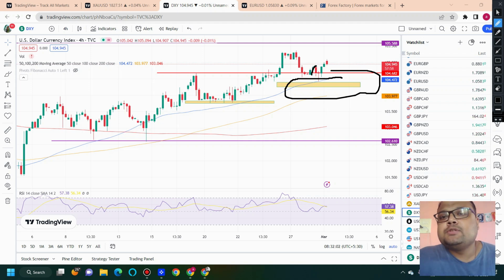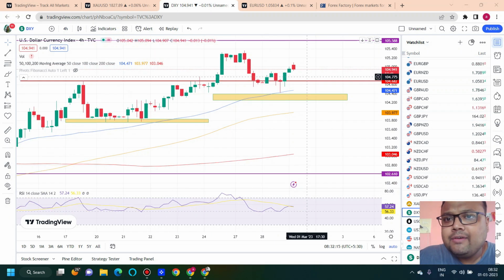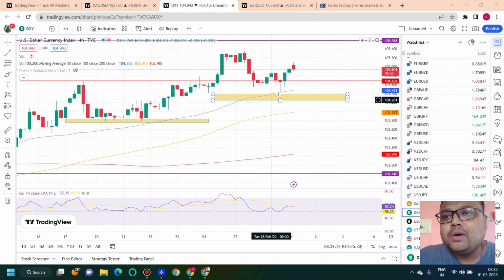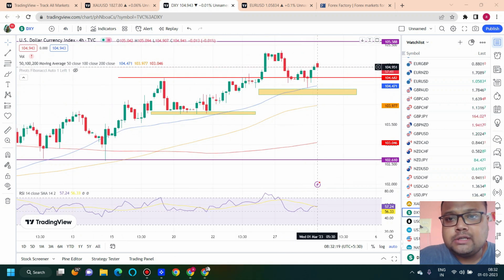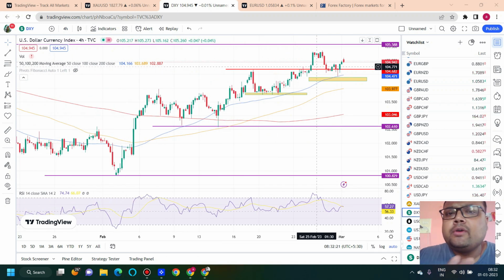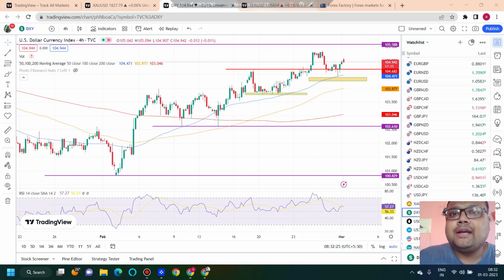And when the small correction came on the chart of DXY, we saw good upside, good recovery on the chart of Euro USD at that particular point of time. And now you can see that DXY is standing at 104.94. This is the current market price. And if we look at the overall trend of DXY, then we can clearly see that the market is trying to continue the overall trend again.